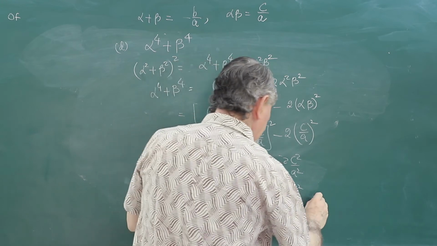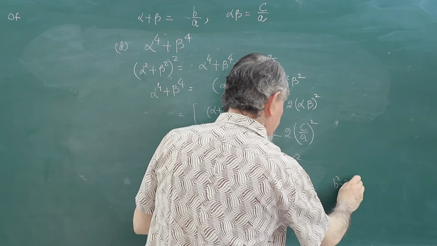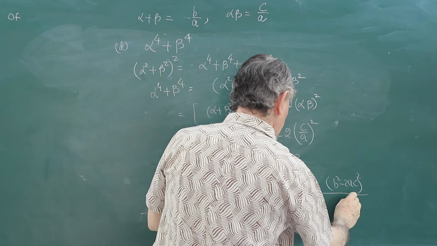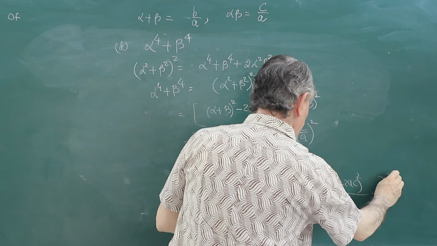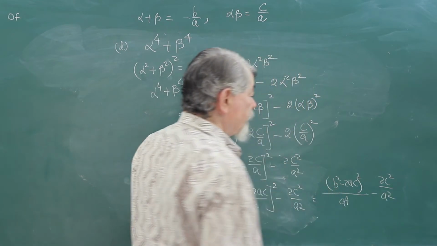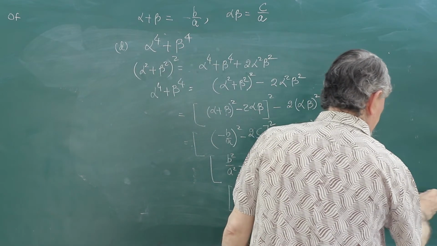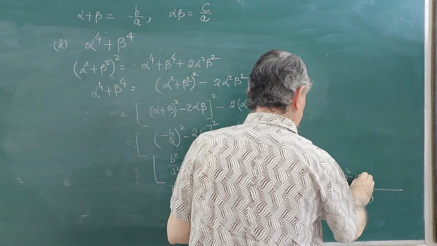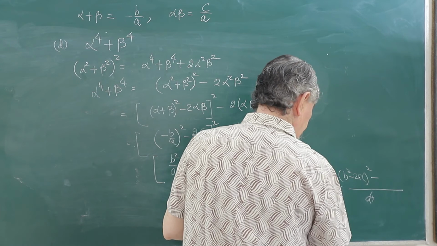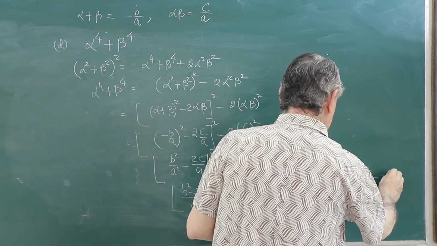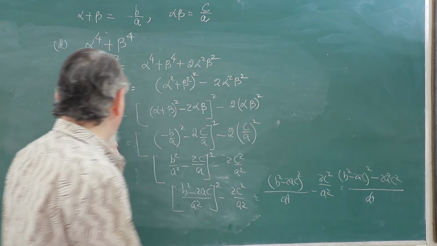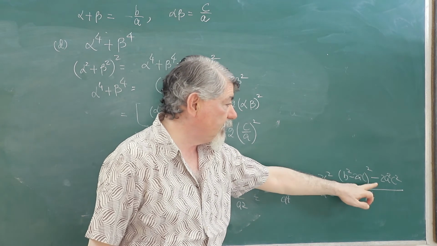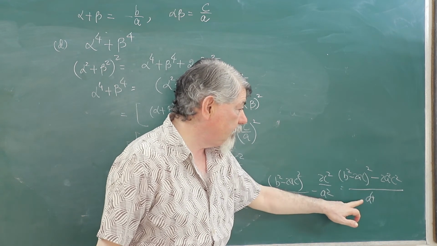We will open it up further. It will become b squared minus 2ac to the power 2 upon a4 minus 2c square upon a square. You will have to take the LCM a4. It will become b squared minus 2ac whole square minus, it is a square, so 2a square c square. So your value of alpha 4 plus beta 4 will be b squared minus 2ac whole square minus 2a square c square upon a4.